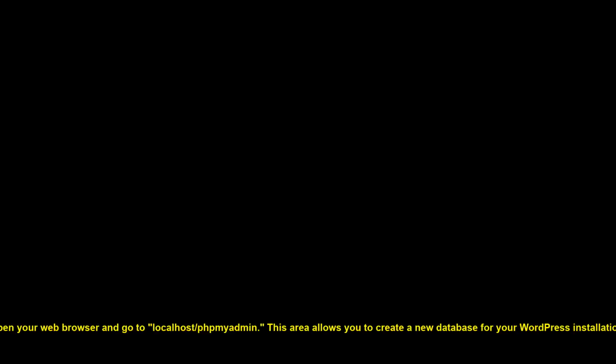Open your web browser and go to localhost/phpmyadmin. This area allows you to create a new database for your WordPress installation. Click on Databases at the top of the page. Enter a name for your new database and click Create. Take note of this database name as you will need it later.